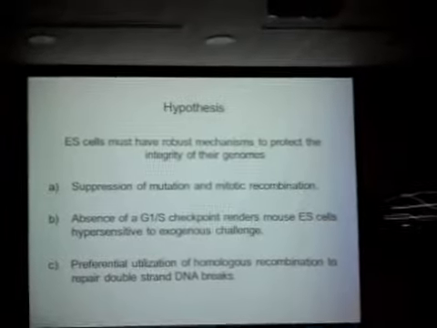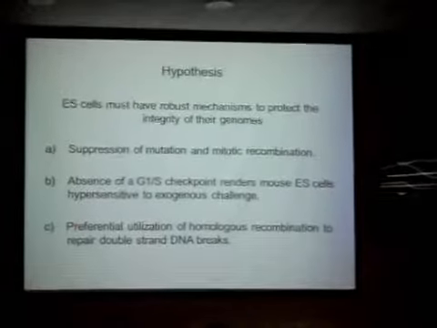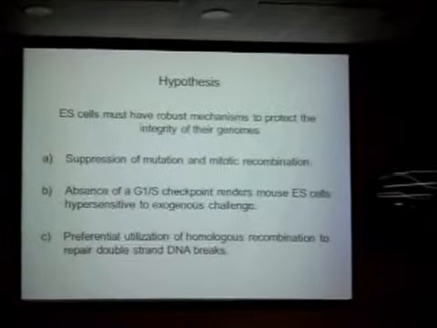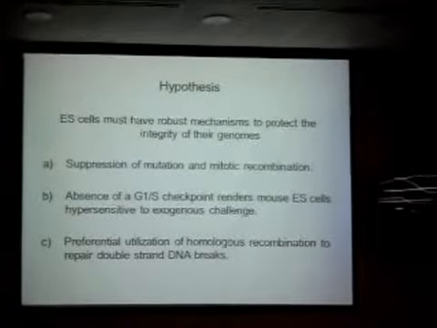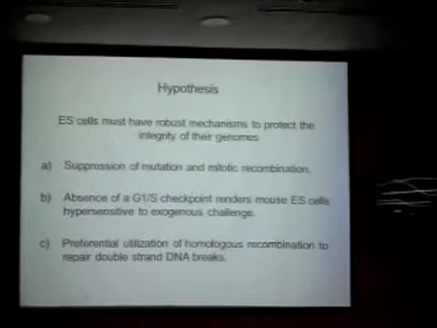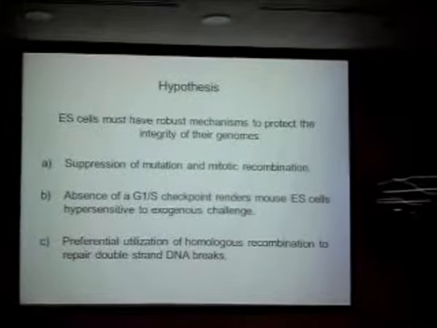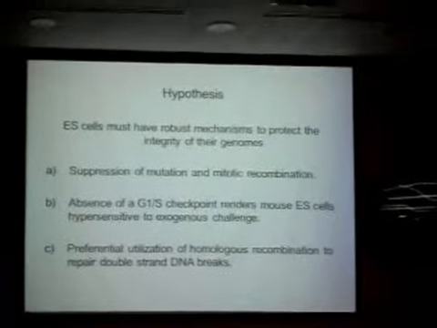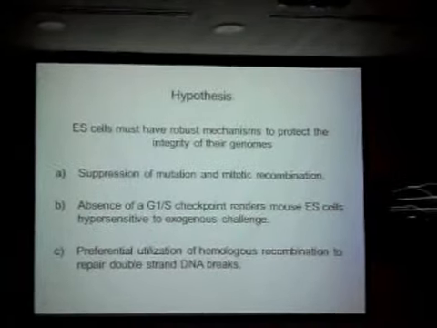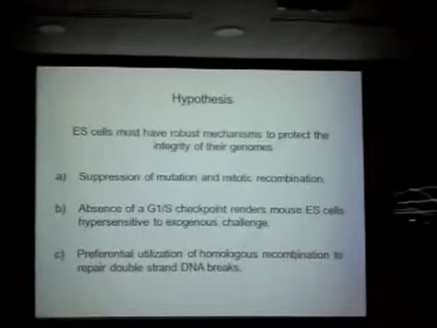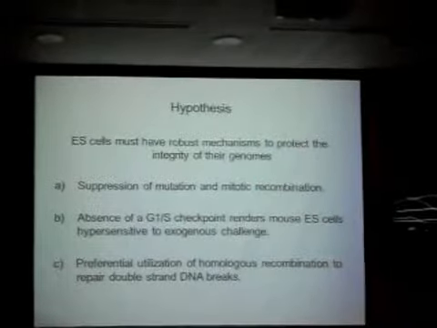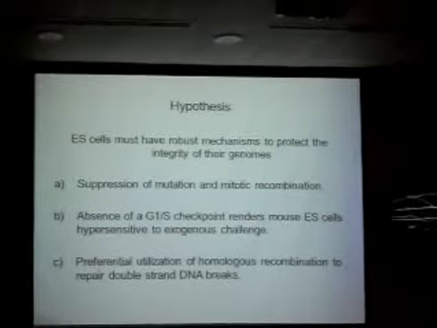And the third is that when you form a double-strand break, there are two mechanisms by which that double-strand DNA break can be repaired, two major mechanisms, and several minor ones. One is non-homologous end joining, which is error-prone, and the other one is homologous recombination, which is high fidelity. And what we'll show you is that in ES cells, they use homologous recombination to repair that DNA damage, as opposed to non-homologous end joining, which is predominant in somatic cells.